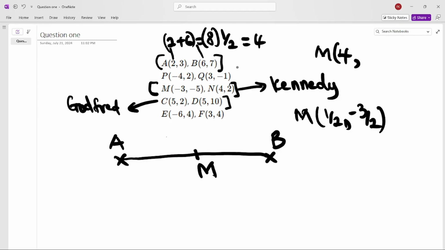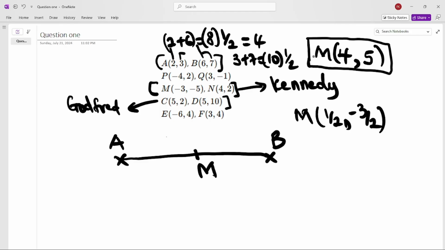You do the same thing for the Y. This is 3 and 7. So 3 plus 7 gives us 10. Then you half it, because you are finding the middle. If you do that, you are going to get 5. So the point in the middle is 4 comma 5.